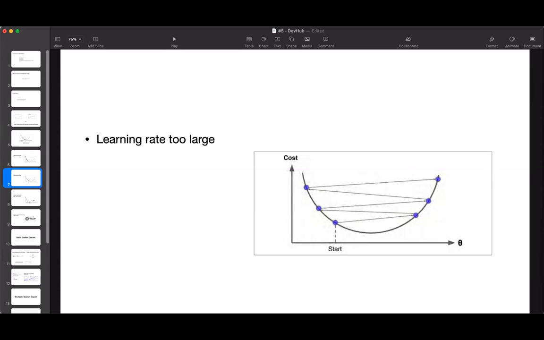Finally, not all cost functions look like these. See this curve over here, which looks like a parabola, something like a quadratic equation.